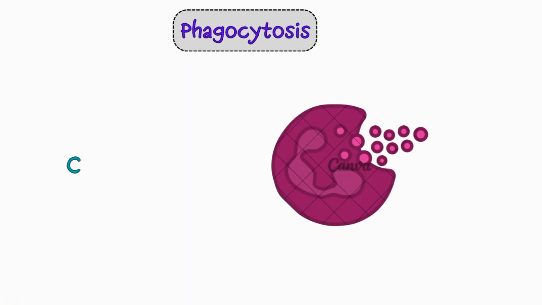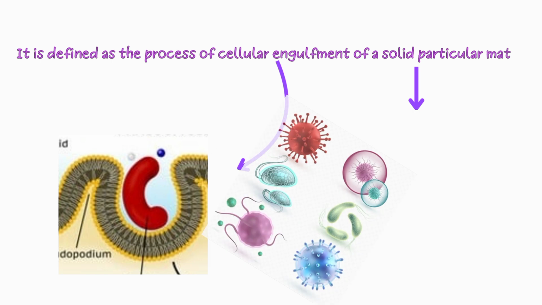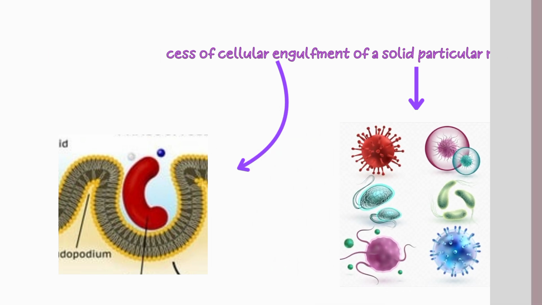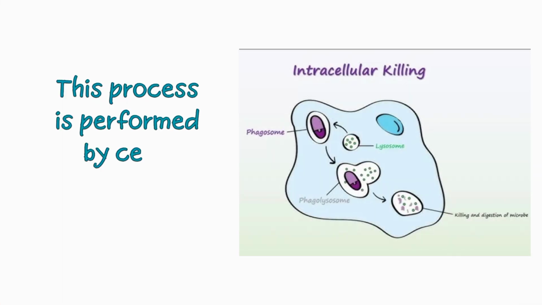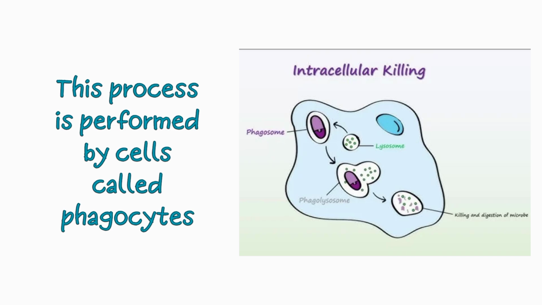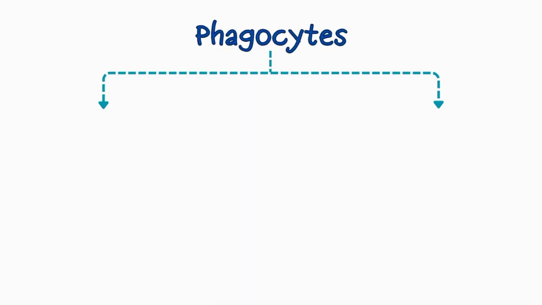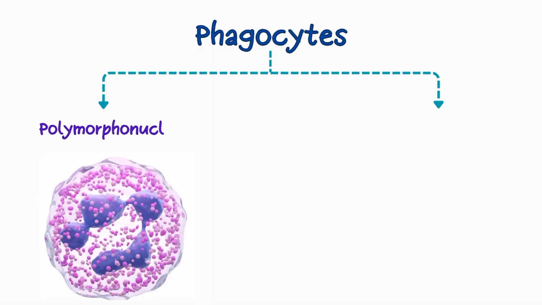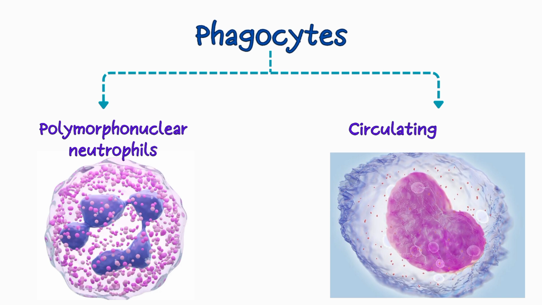2. Phagocytosis. Phagocytosis is cell eating. It is defined as the process of cellular engulfment of solid particulate material, like microbes and foreign particulate materials. This process is performed by cells called phagocytes. Phagocytes are of 2 types: 1. Polymorphonuclear neutrophils. 2. Circulating monocytes.